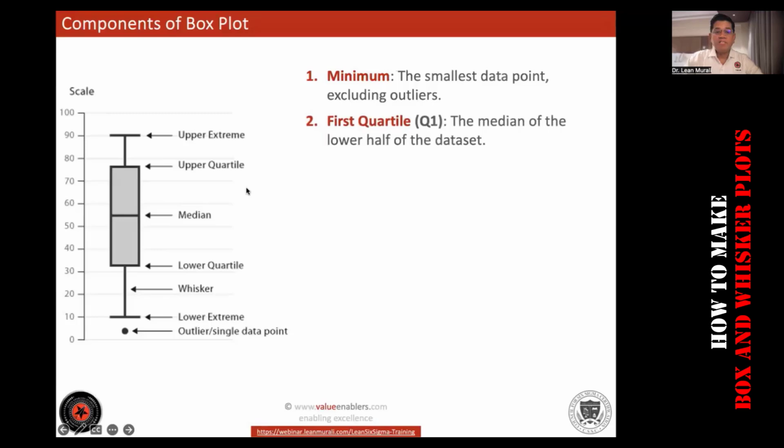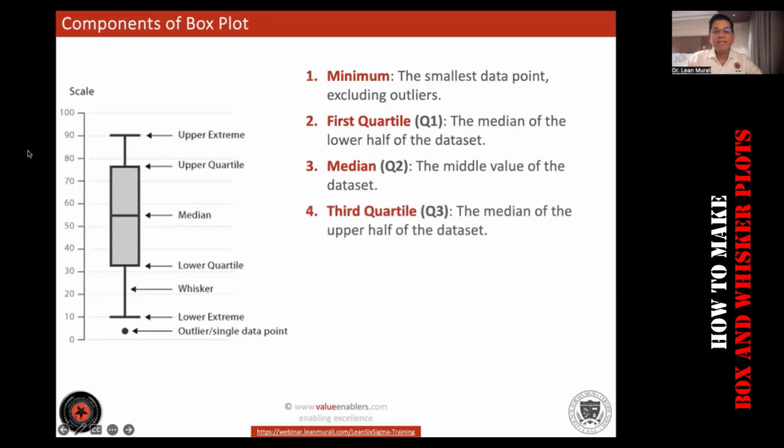The first quartile is the lower quartile. It is called Q1. All of you type Q1 in the chat box. So the lower quartile is called Q1. The median is called Q2. All of you type M is equal to Q2. The median is Q2. And the third quartile, upper quartile, is called Q3.